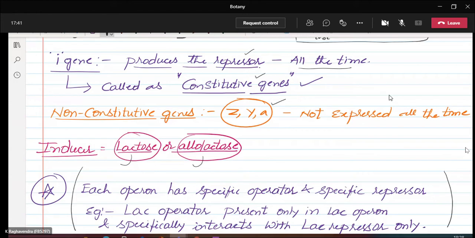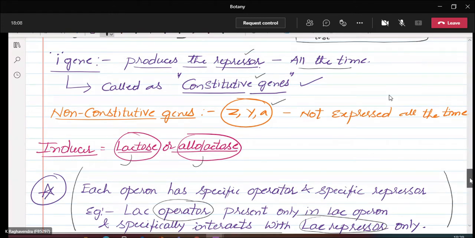Each operon will have a specific operator and a specific repressor. That means the lac operator, which is present only in the lac operon, specifically interacts with only the lac repressor. So this lac operator cannot interact with the repressor of another operon. So the operator and repressor are very specific for each and every operon. This is the point to be noted.